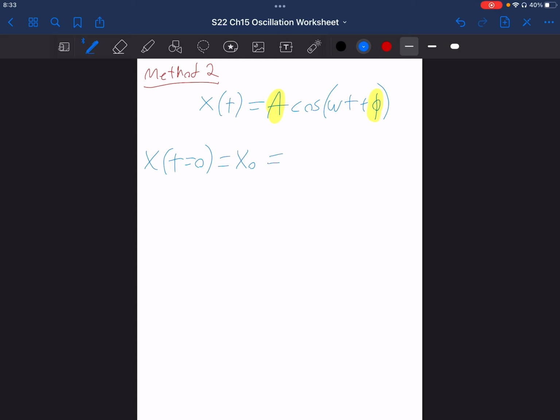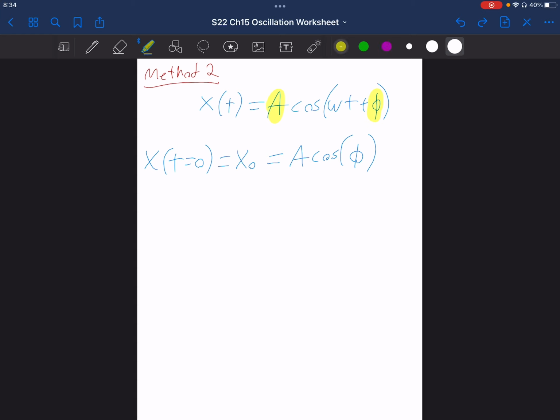And so we can plug into this equation time equals 0, and we just get a cosine of phi. And so if we know this, we can hopefully try to solve, but with this method at this moment, we haven't figured out a yet, and we haven't figured out phi yet. So we have 2 unknowns. But what else did they tell us in the problem? They told us the initial velocity.